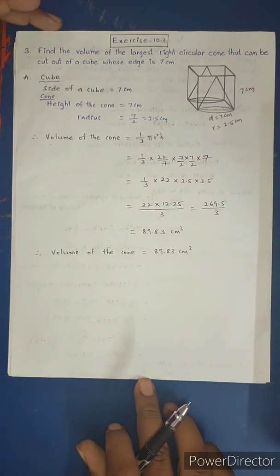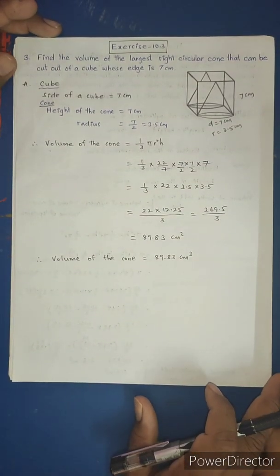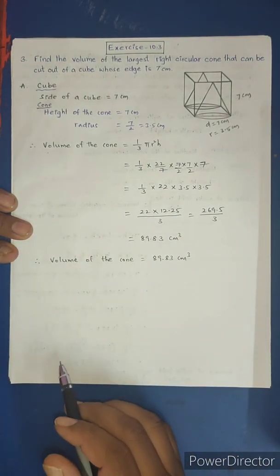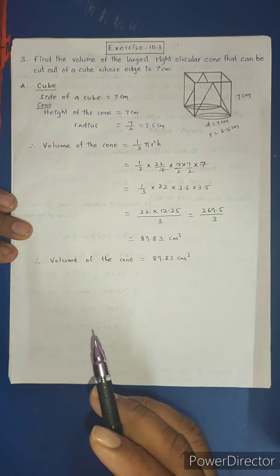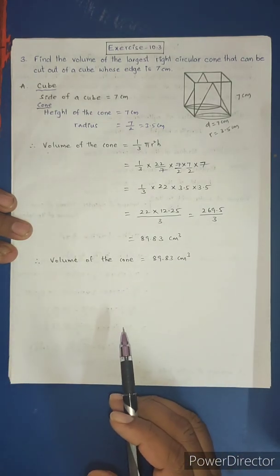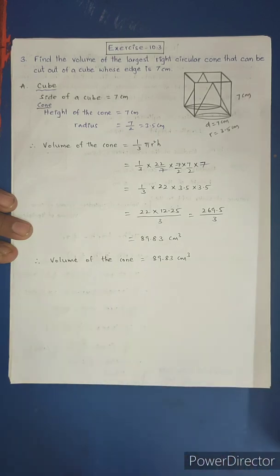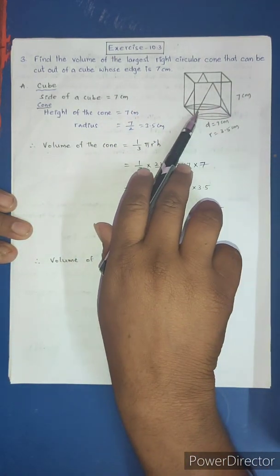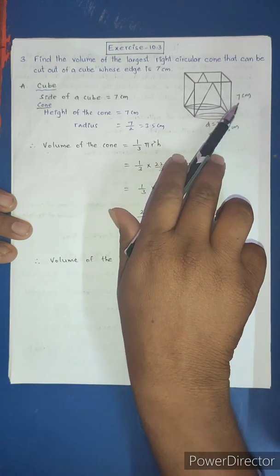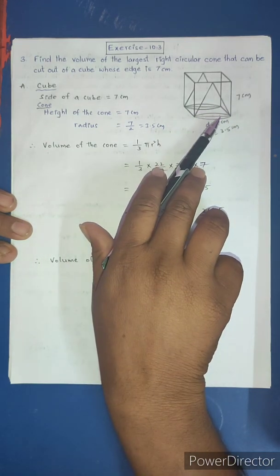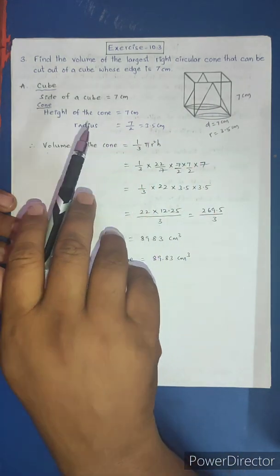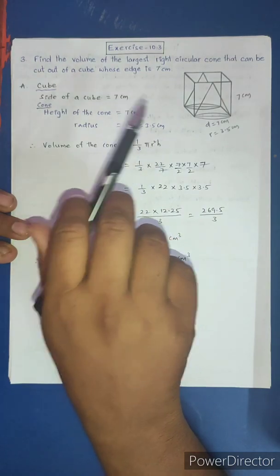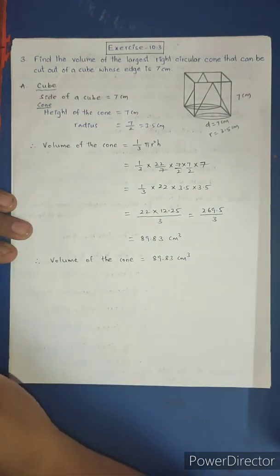Now next, third problem. Find the volume of the largest right circular cone that can be cut out of a cube whose edge is 7 centimeter. There is a cube having side 7 centimeter. In that cube, you take a largest possible cone. Okay. And find the volume of that largest possible cone.